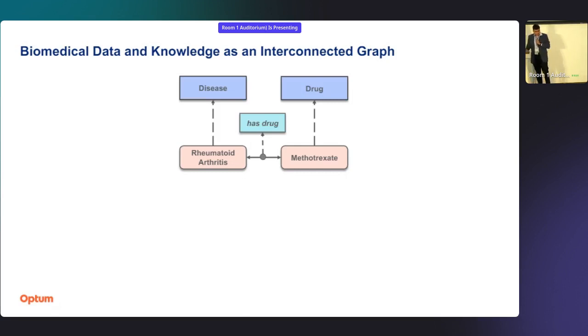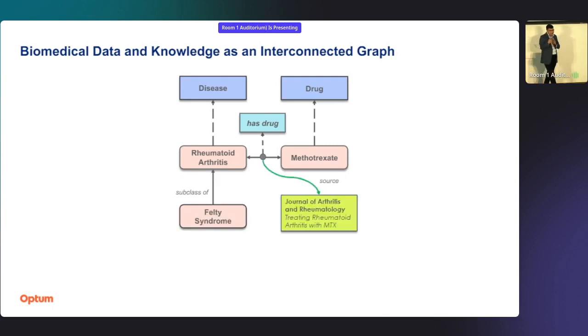Sorry, it's an animation that builds out. So if you can just keep on clicking multiple times. And so you could start incorporating other types of relationships, such as hierarchical relationships, such as Felty syndrome is a type of rheumatoid arthritis. Felty syndrome is a subclass of rheumatoid arthritis, and the relation between rheumatoid arthritis and methotrexate is, for example, mentioned in this guideline, treating rheumatoid arthritis with methotrexate in the Journal of Arthritis and Rheumatology.